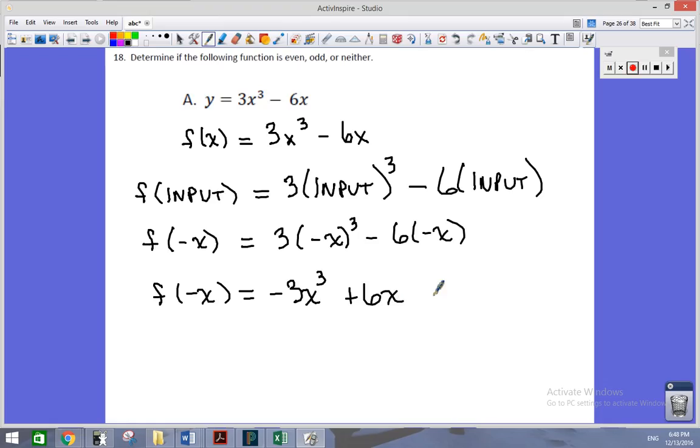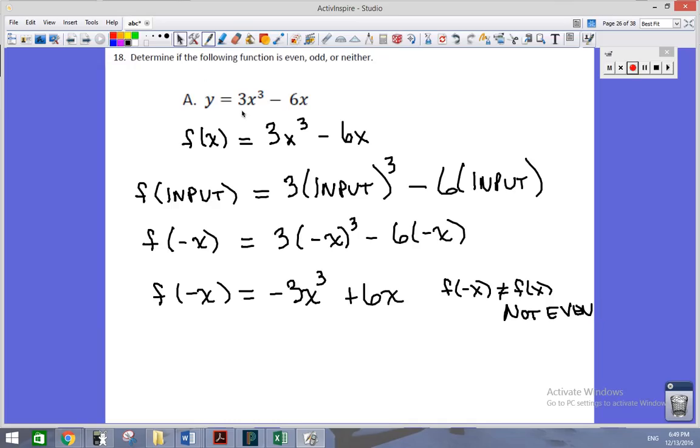When I compare this expression against the original, I see they're not equal. The first term here is negative, the first term there is positive. So since this evaluated at negative x is not equal to the original function, I know this is not an even function. If you graph it, there is not symmetry with respect to the y-axis.